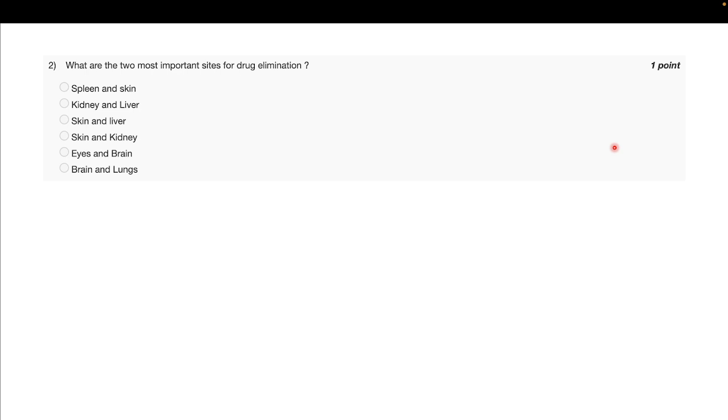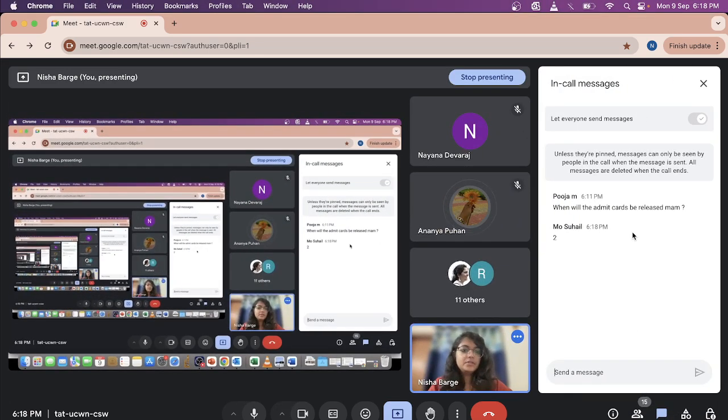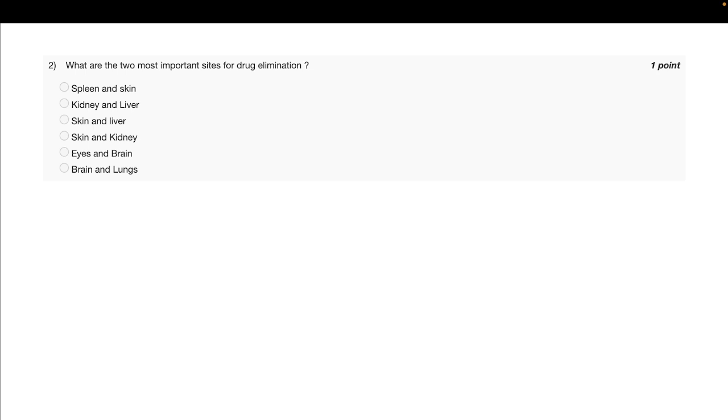Kidney and liver. Okay, we have one answer as kidney and liver. I think somebody has put it in the chat box. Yeah, someone else also has the same answer. Anybody else wants to give it a try? Thank you for responding. No? Okay. Yeah, both of you are correct. The two most important sites for drug elimination are kidney and liver.